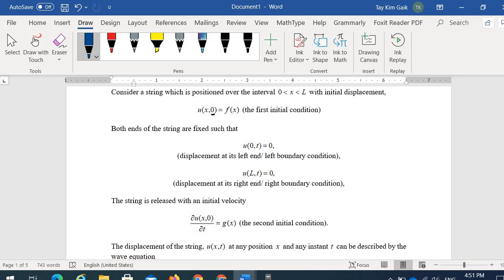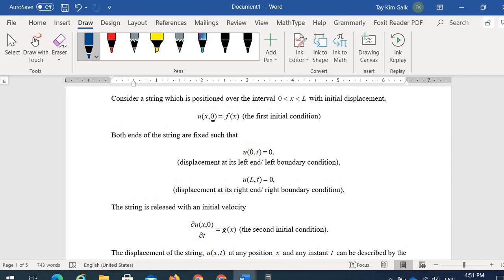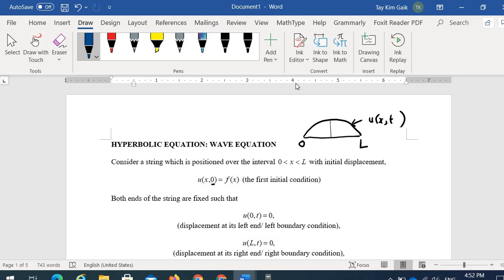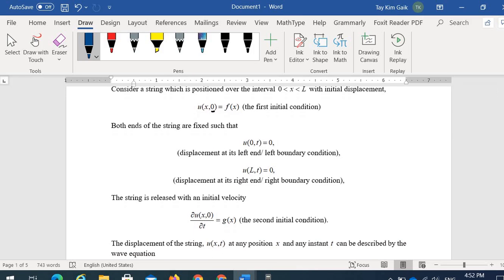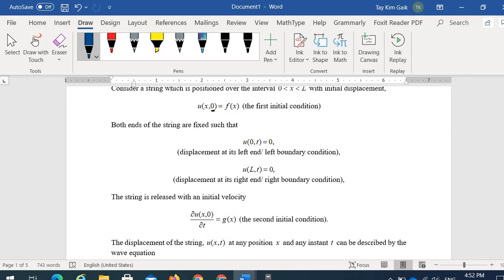And the string is released with an initial velocity. We may pull up the string a little bit and release it with zero initial velocity, or we may have a nonzero initial velocity. If u is the displacement, then the velocity is del u del t. So the initial velocity means time t equal to 0. That's why you have del u del t at (x, 0) equal to g(x), which is either an initial velocity or zero initial velocity.